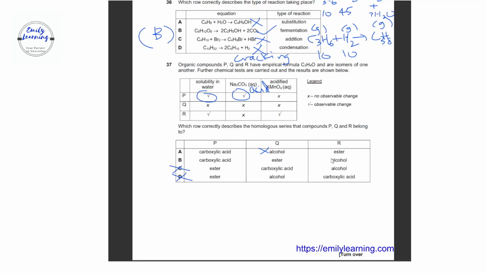But let's check R. So we say that R is an alcohol. Is it true? It's soluble in water. Yes, alcohols are soluble in water. Alcohols do not react with carbonate. Alcohols can be oxidized by acidified KMnO4. So the answer is B.